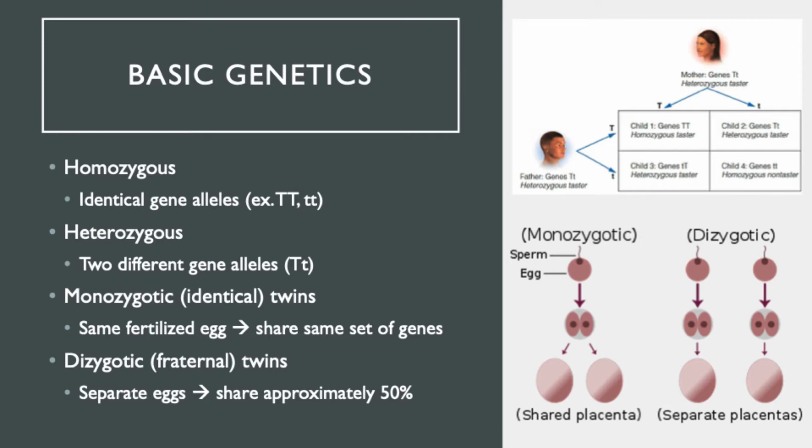Dizygotic twins, on the other hand, are basically siblings who developed at the same time. They develop from separate eggs in separate placentas. Ultimately, these twins have the same genetic similarity as regular siblings.